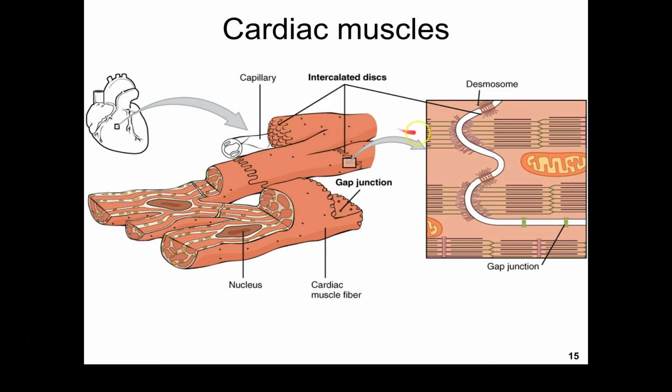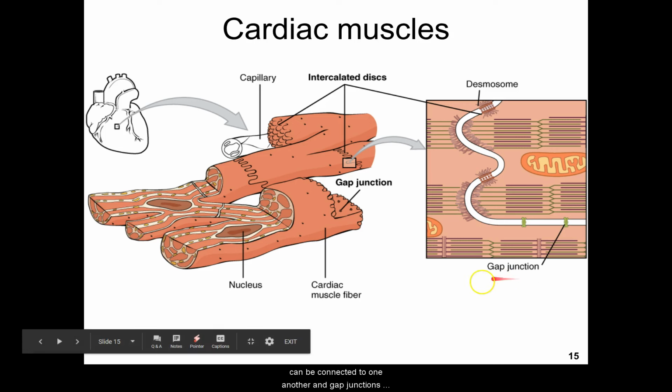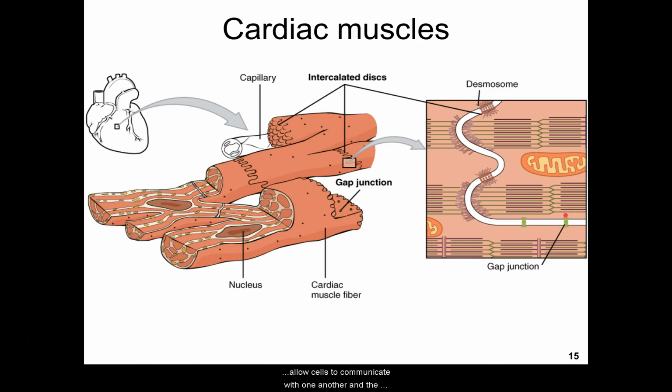to one another. These intercalated discs consist of desmosomes, which keep these different cells tightly connected to one another, and these things called gap junctions. Remember, there are 3 different ways in which cells can be connected to one another, and gap junctions are one of those. So these gap junctions allow cells to communicate with one another, and the desmosomes allow them to be tightly connected. So they are able to communicate with one another, which I'll get into in a minute, why that's important.